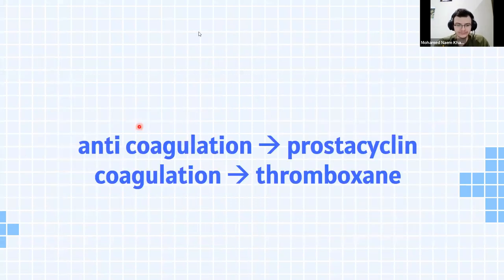Again, know this because these are too important. Anticoagulation, prostacyclin. Coagulation, thromboxane. What about NO? Anticoagulant or coagulation? Anti, good. Anti and vasodilation. Exactly. So basically the opposite of thromboxane. Just know it like that. By the way, next year in POD you're going to take it like this, that thromboxane is the exact opposite of NO. I don't know why doctors don't mention it here.